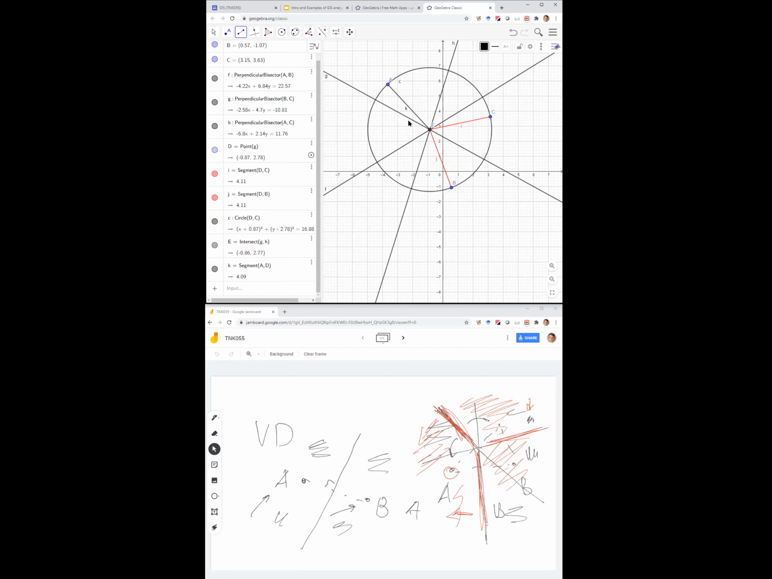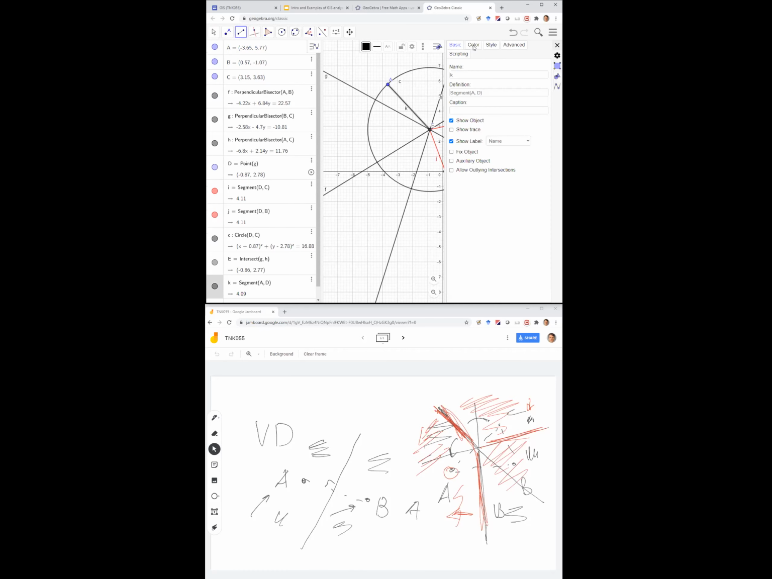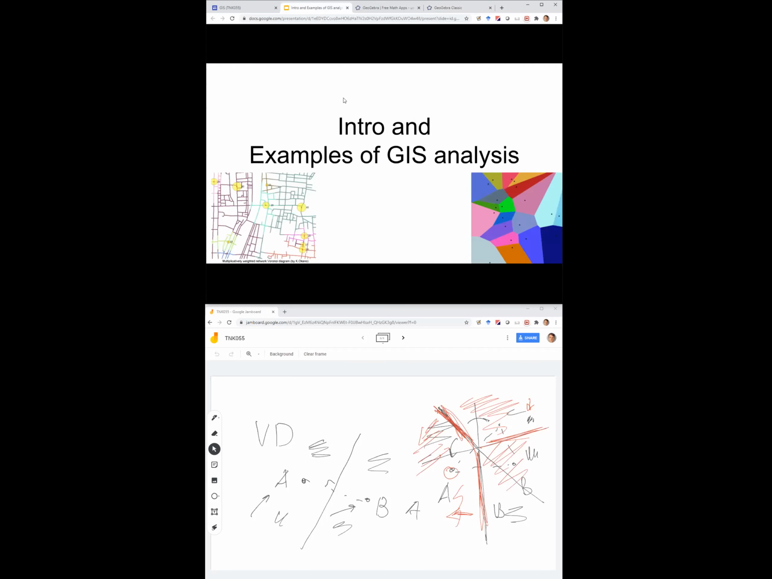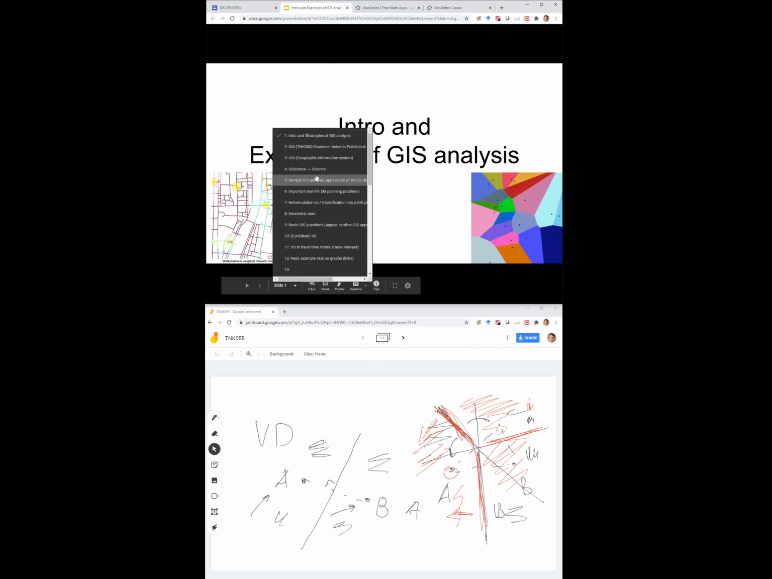Again, if I make this one also red, I will not try to measure its length, but hopefully you can see visually, and also it's a circle, so all 3 segments are the radii. So this is the Voronoi vertex, it's equidistant from the 3 sides. Okay, so I'm leaving Geogebra now and going back to our slides.